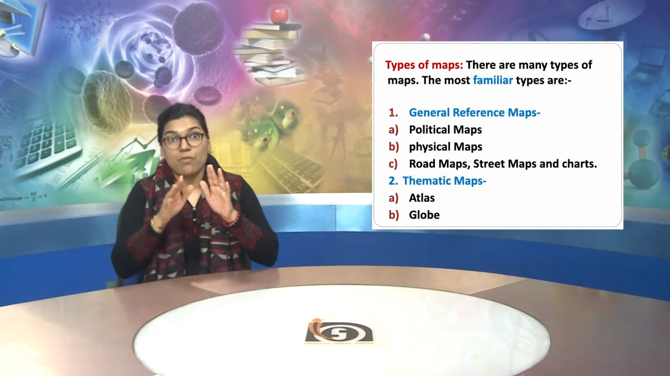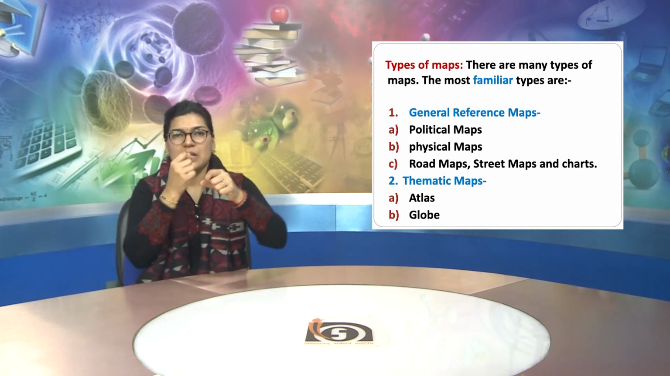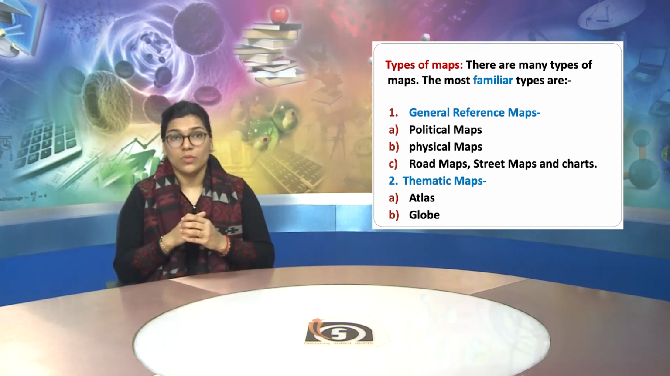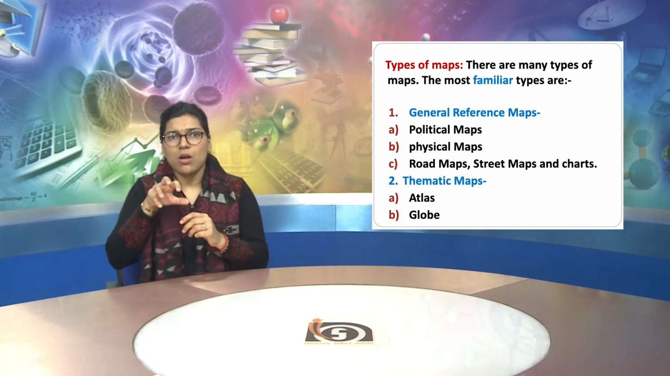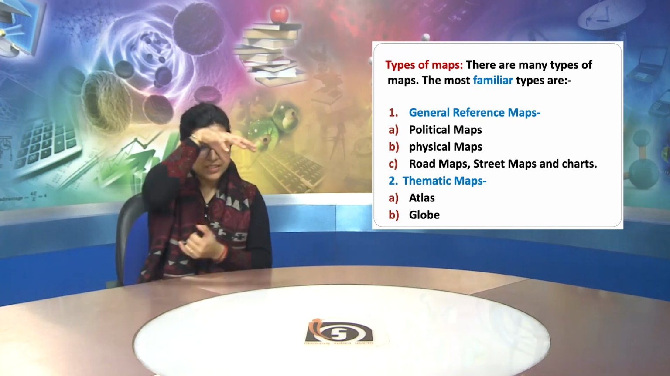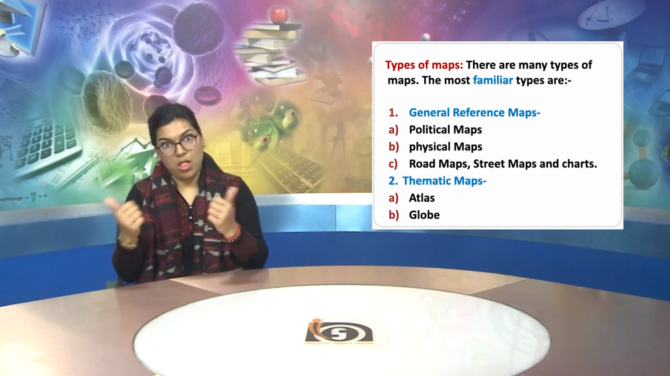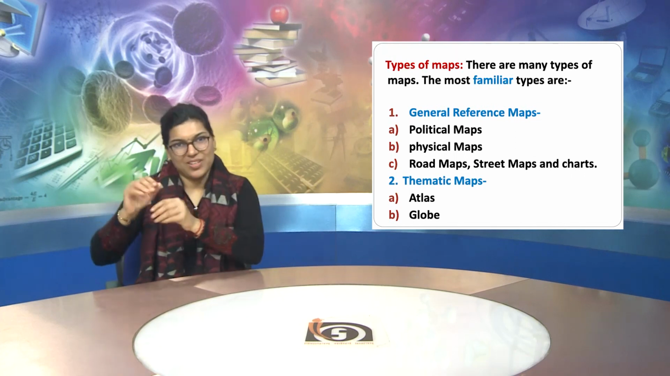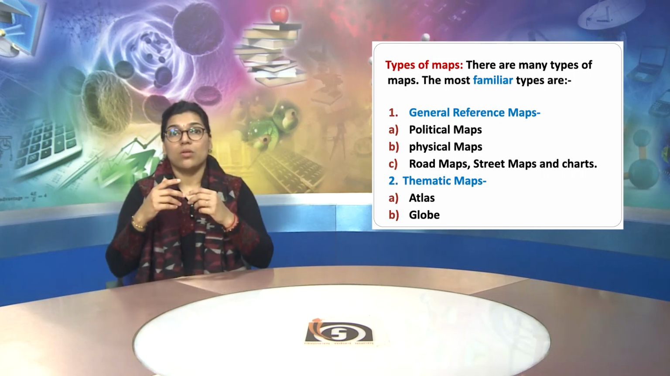There are also different types of maps. The most familiar types of map are shown on the screen also. The first one is general reference maps. The general reference map can be of three further types. The first one is the political map. The second is the physical map.